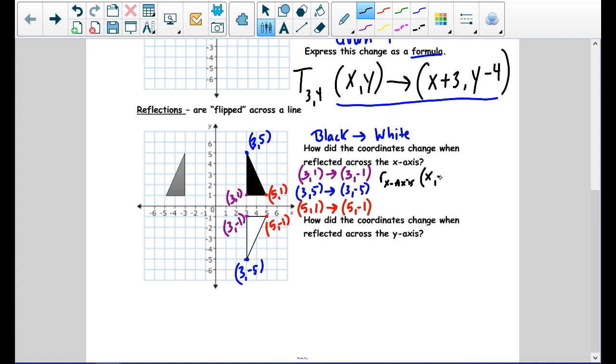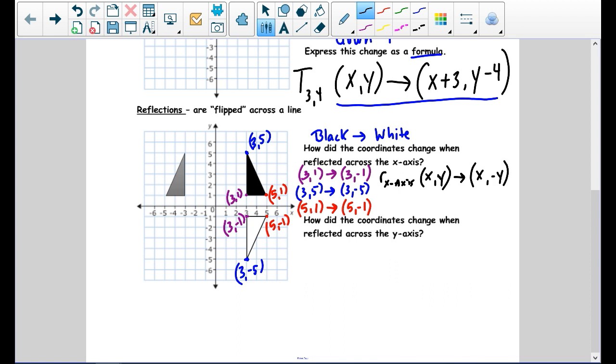Again, we start out with x, y. And so what happens is, original was 3, 1. The new shape is 3, negative 1. Original 3, 5. New is 3, negative 5. And 5, 1 is the original. 5, negative 1 is the new. So the numbers stay the same. The difference is that y value is the opposite.